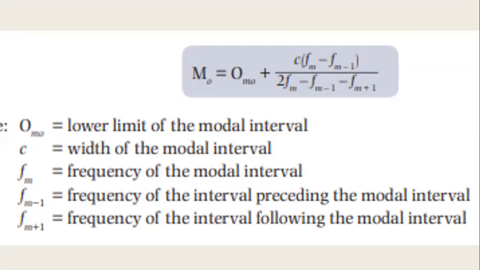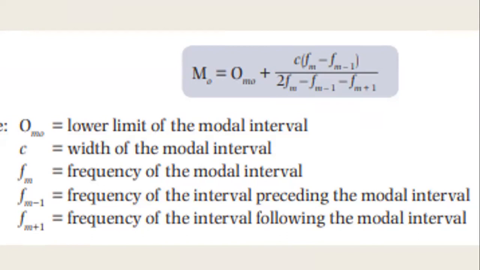So now for mode, what you need to do is find what is also called the modal interval. The modal interval is the interval that has the highest frequency. When you find it, you take the lower limit, the lower bound, which is your L_mo. Then you add C, your class width, times FM, the frequency of the modal class.